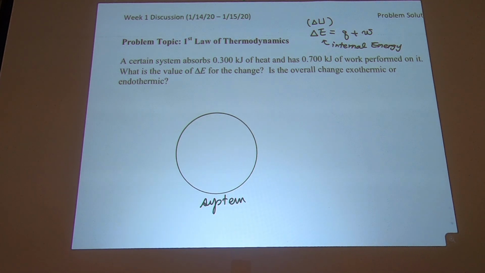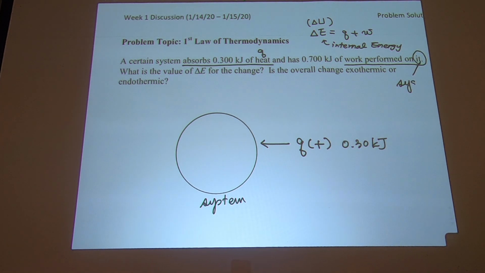This is a system, I just draw the circle, and the system absorbs heat. Okay? So I will put an arrow like this. The system is absorbing heat, which means heat is positive, and that is 0.30 kilojoule. What about work? Work is performed onto the system, so that is a positive work, and 0.70 kilojoule.